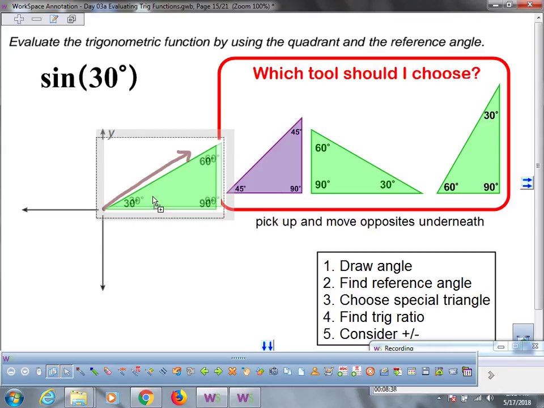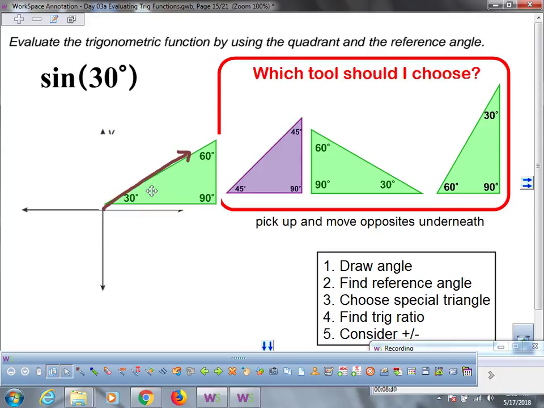I didn't do very good. Let's just say that's my triangle, okay?